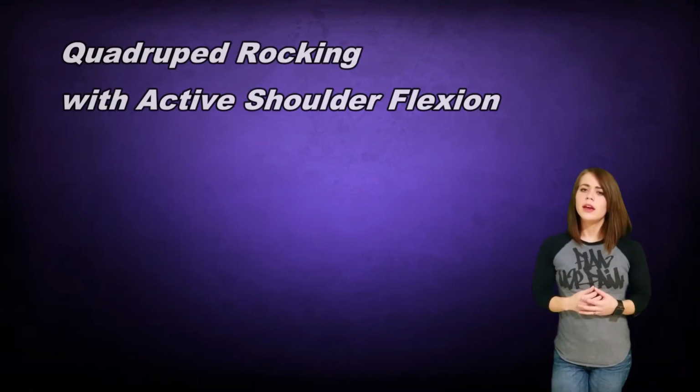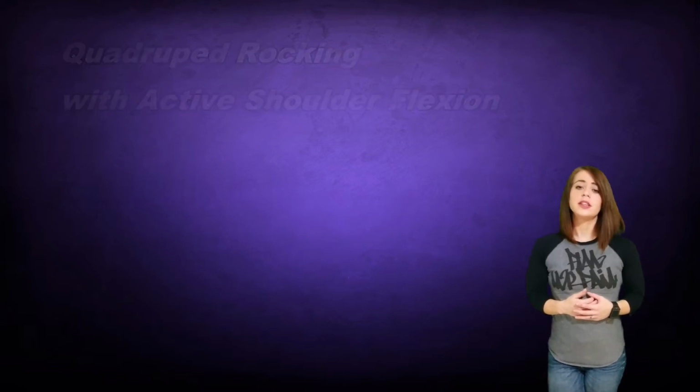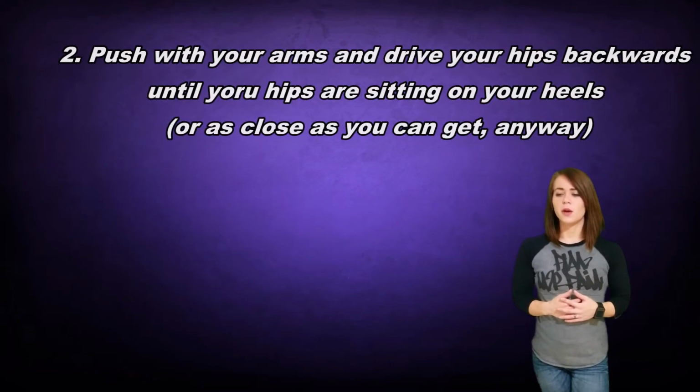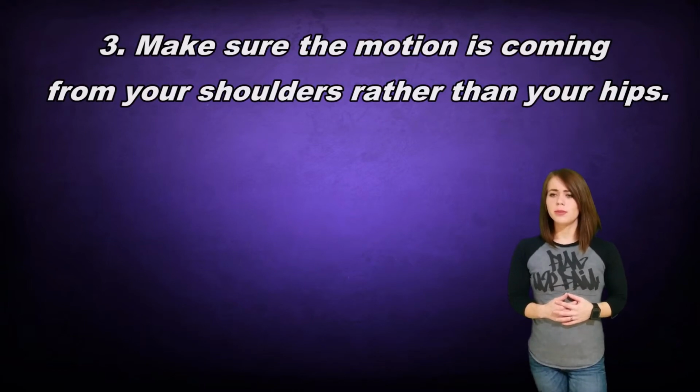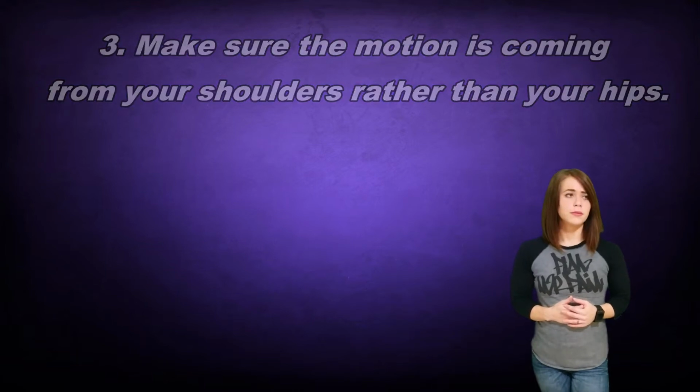And for the third drill, it's called quadruped rocking with active shoulder flexion. First, get on all fours. Second, push with your arms and drive your hips backwards until your hips are sitting on your heels, or as close as you can get anyway. And third, make sure the motion is coming from your shoulders rather than your hips.